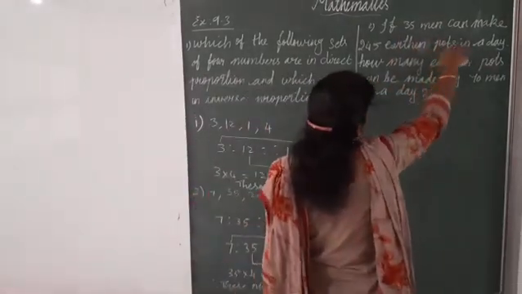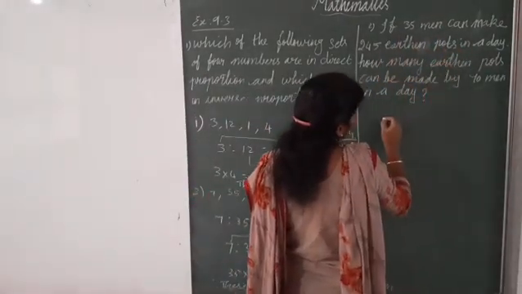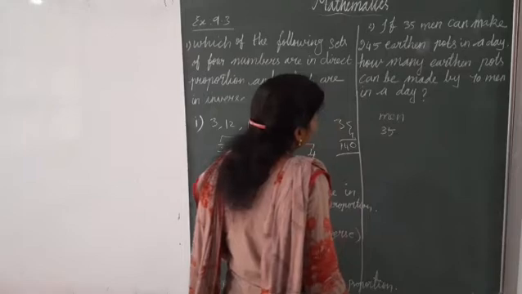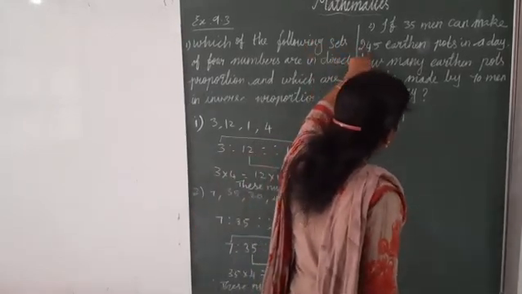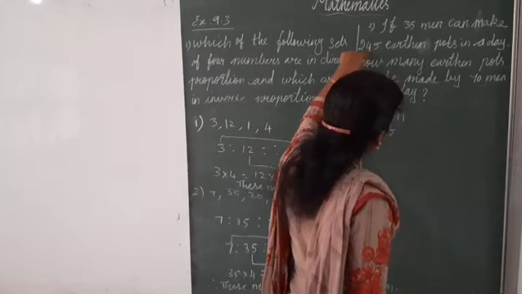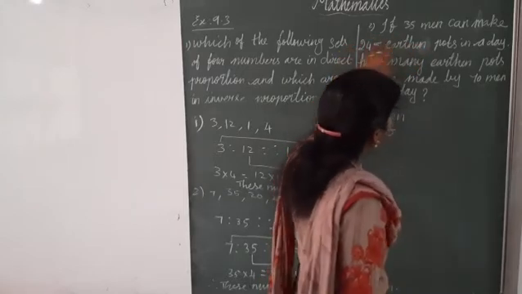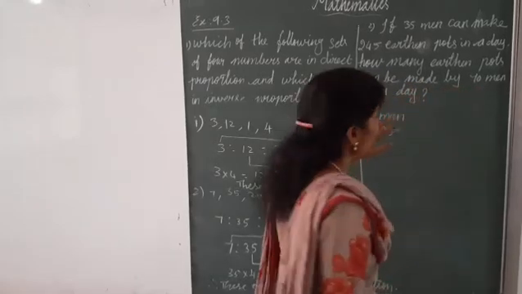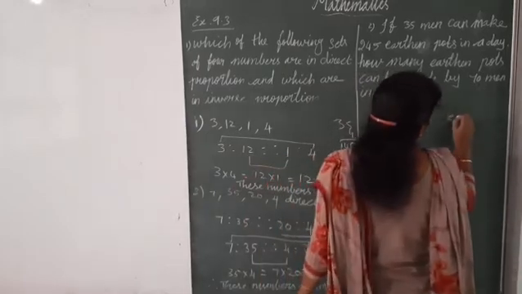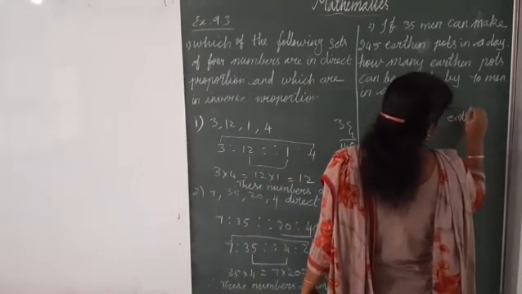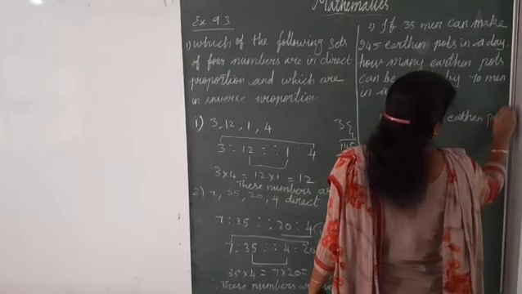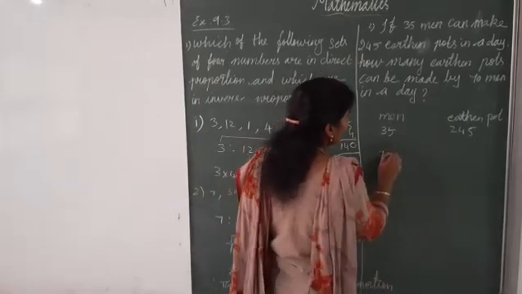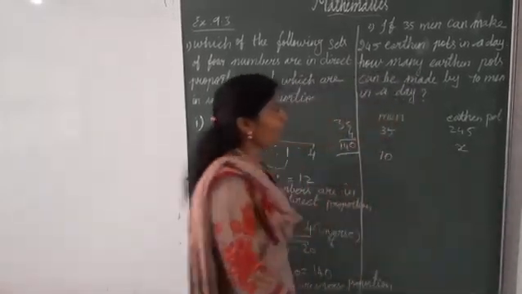If 35 men can make 245 earthen pots in a day, how many earthen pots can be made by 70 men in a day? Okay, 35 men, 245 earthen pots, isn't it? Then 70 men, how many earthen pots will they make?